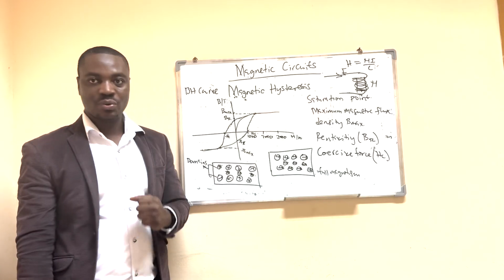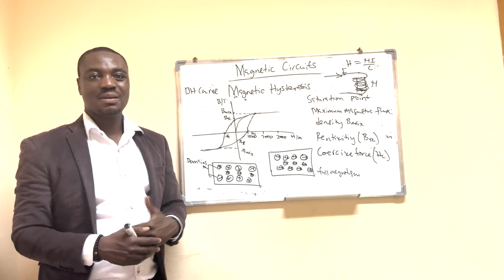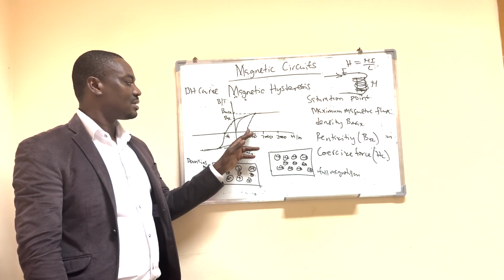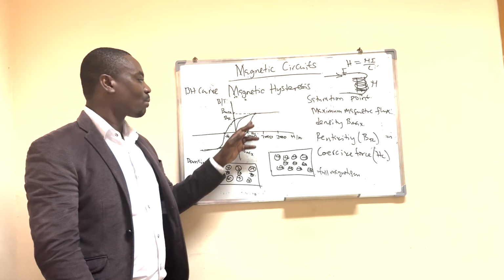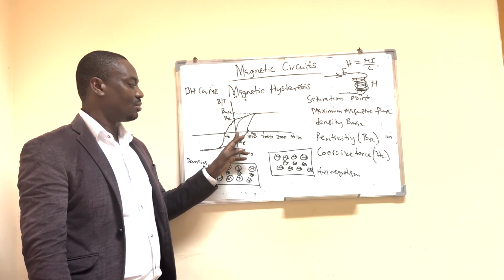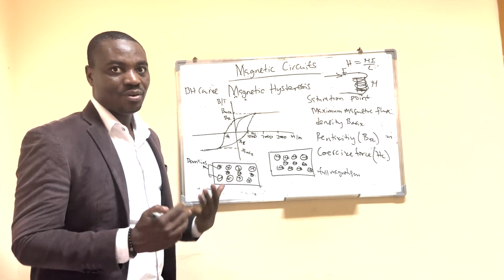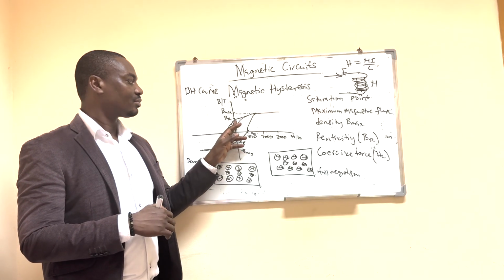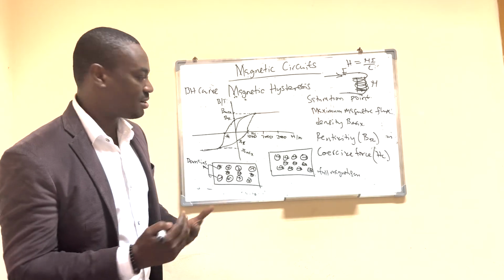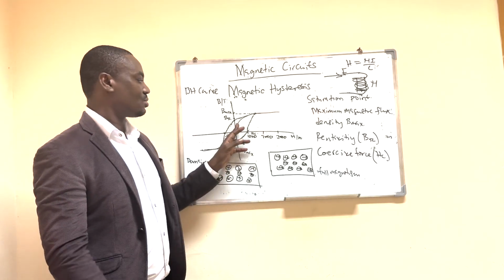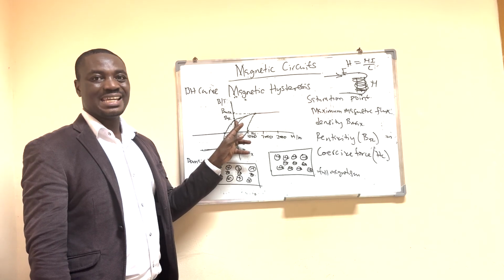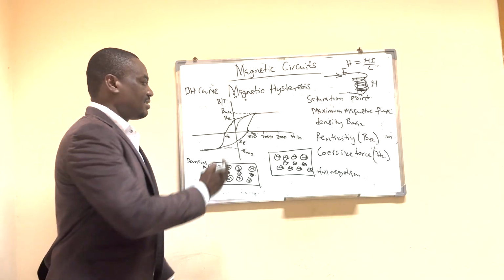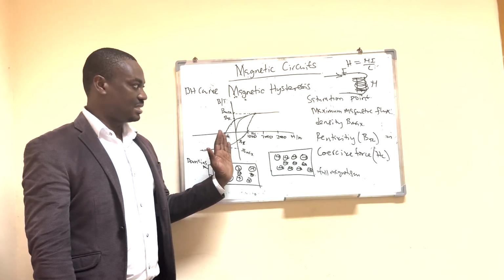Now, from this saturation point, I'm no longer increasing the magnetic flux density, so you start to reduce the current until you get zero current, meaning you no longer have magnetic field strength, which is zero. But you realize that the magnetic flux density of the material is not zero. It retains some magnetism, it will still have some magnetic field. That is what we refer to as retentivity.